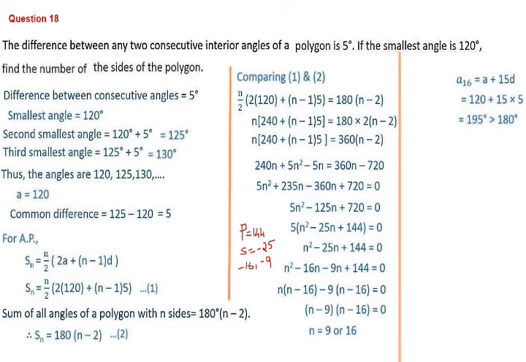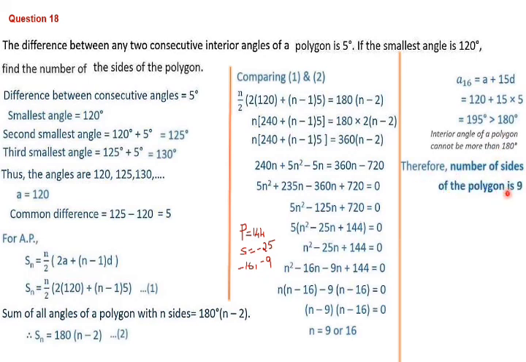195 is not possible, because only less than 180 will be possible. So the interior angle of a polygon cannot be more than 180. Therefore the number of sides of the polygon is 9. This 16 we cannot take. The number of sides of the polygon is 9.